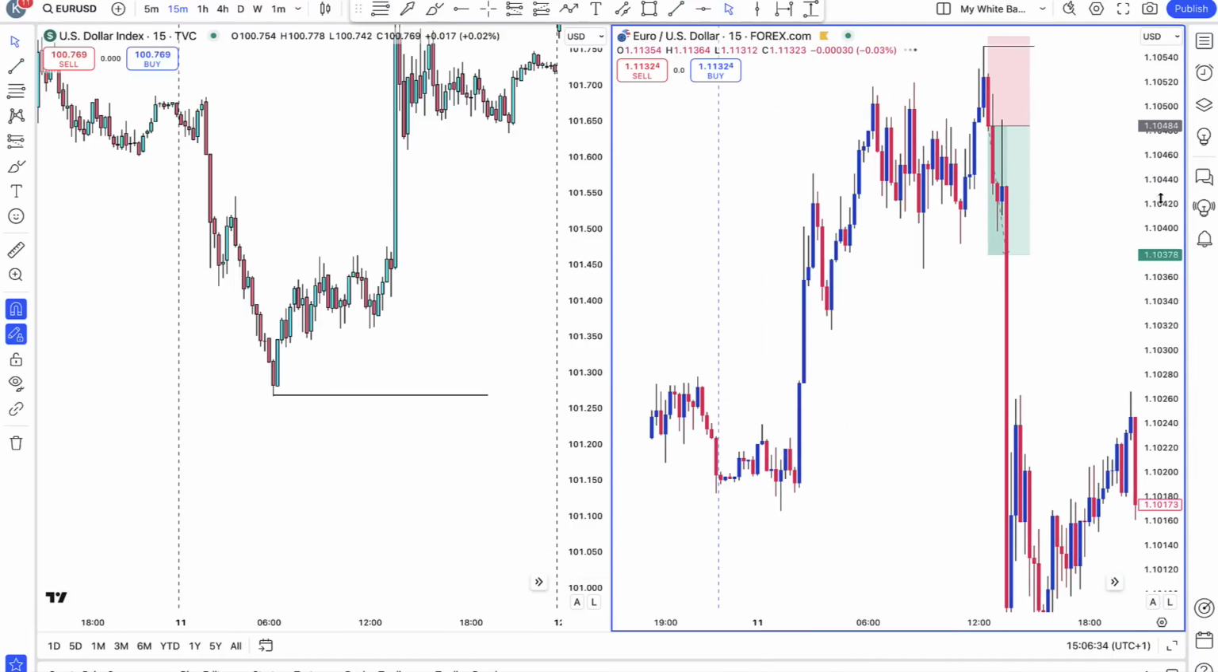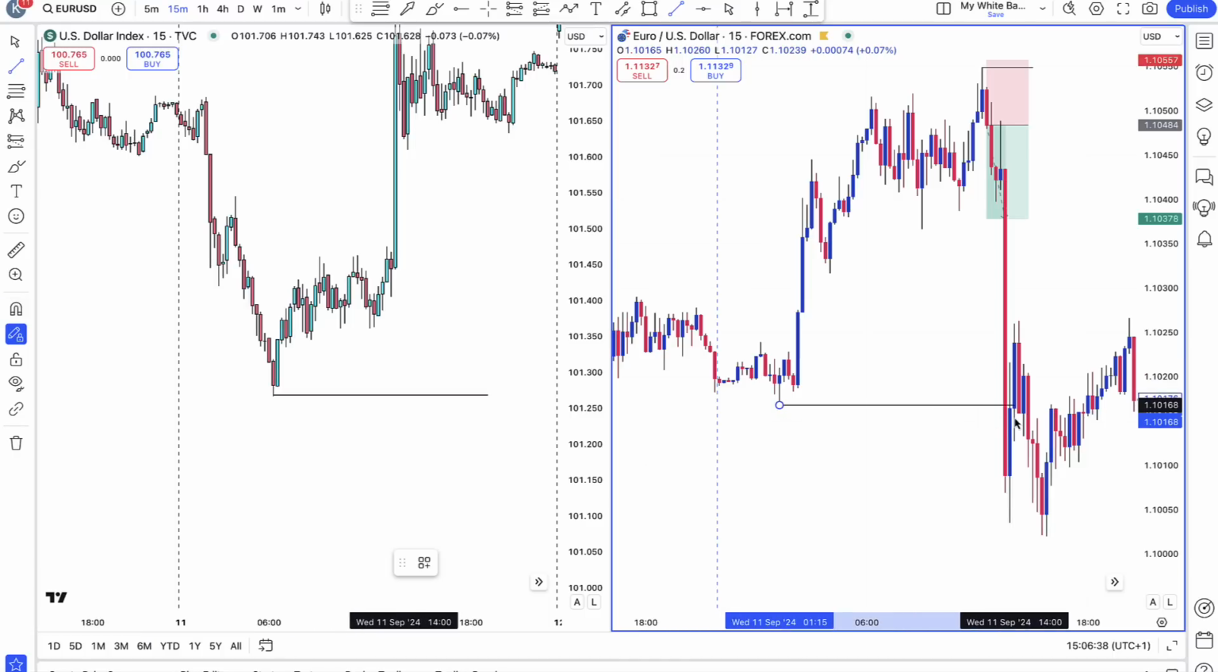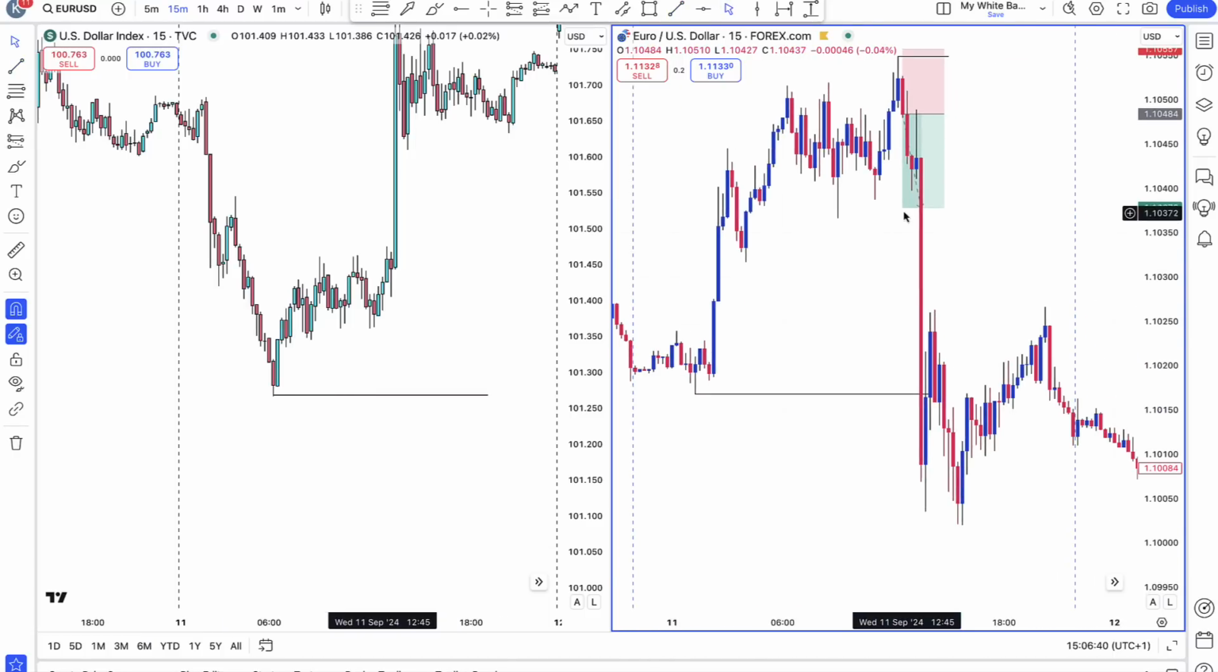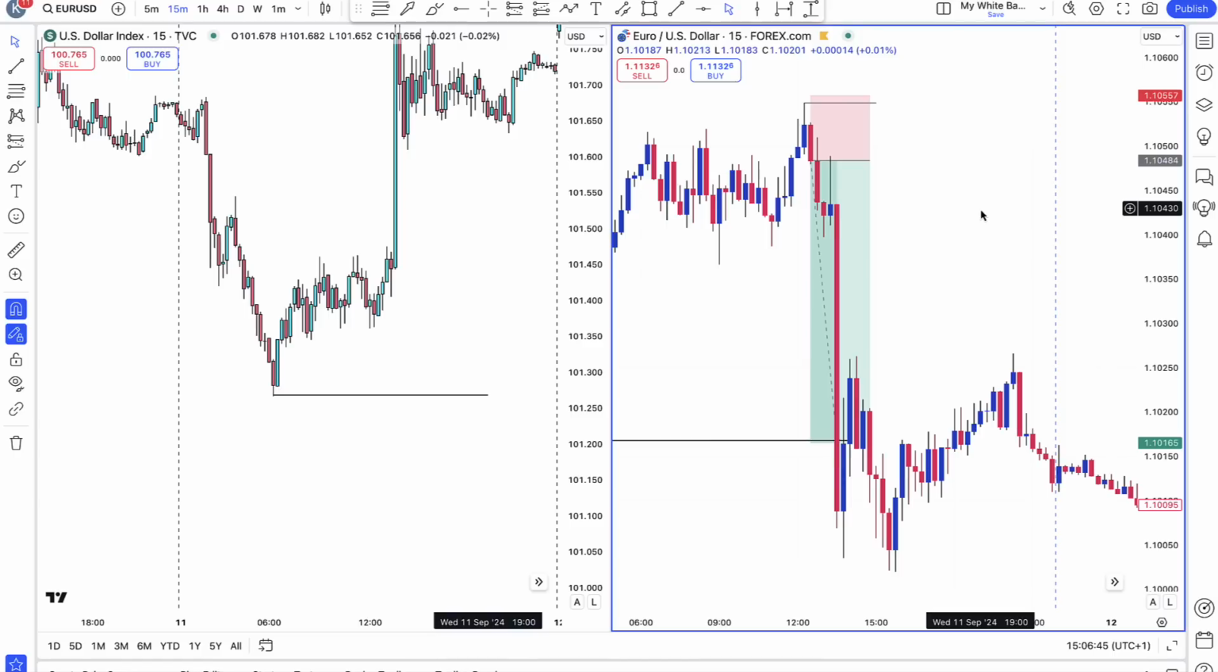And how do you take profit? The draw on liquidity. Where's the draw on liquidity? This guy. That is how you take your profit. Boom. All right, so that is how to trade SMT divergence. That is how the entry is supposed to be.